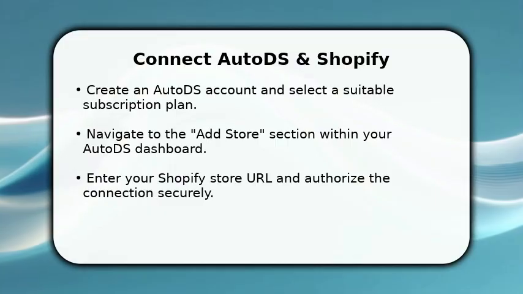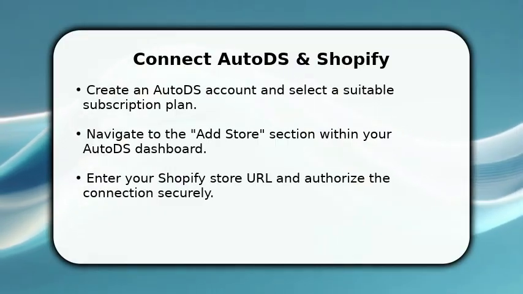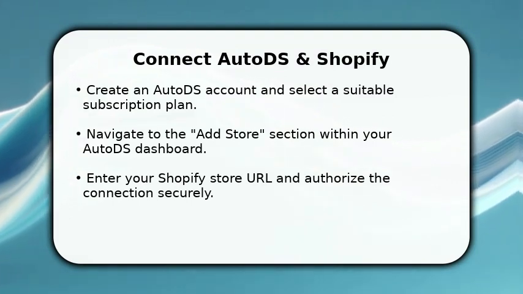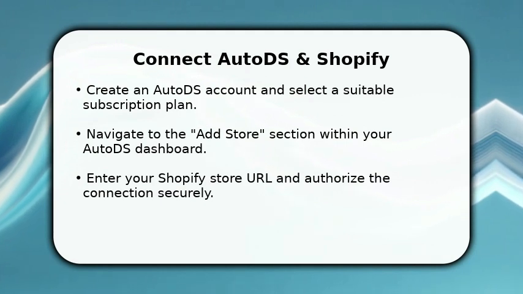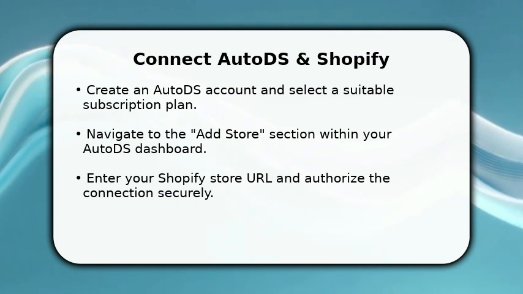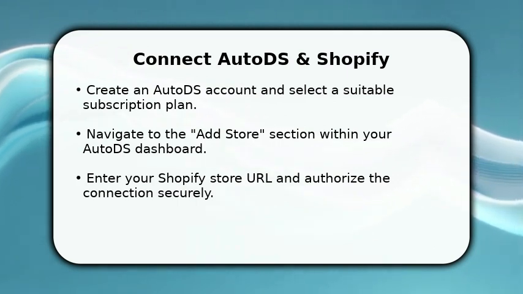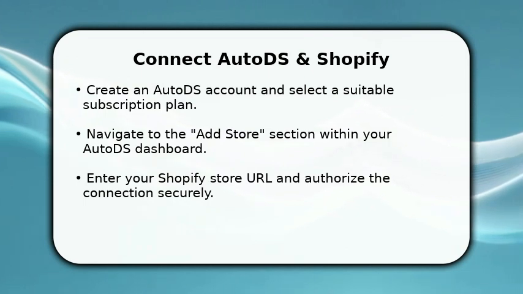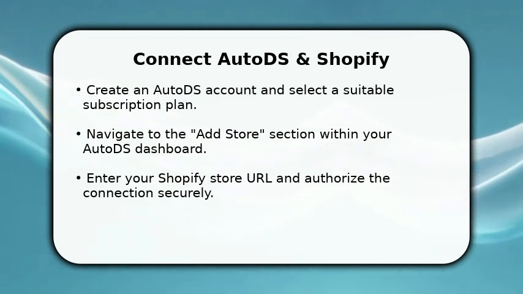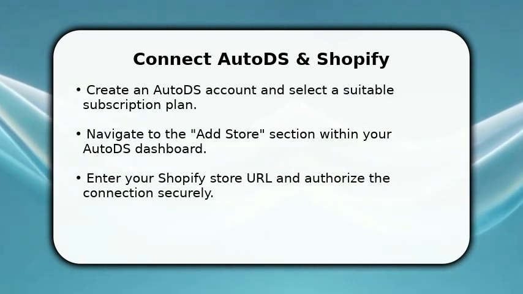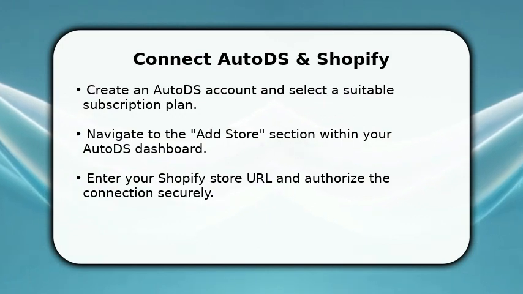Enjoy the video. In this video, I will explain how to set up Shopify with AutoDS. First, you will create an AutoDS account and choose a plan that fits your business needs. Next, navigate to the Ad Store section in your AutoDS dashboard. You will then enter your Shopify store's unique URL and securely authorize the connection. Finally, install the AutoDS app directly from the Shopify App Store to bridge these two powerful platforms. This initial setup takes just a few minutes.